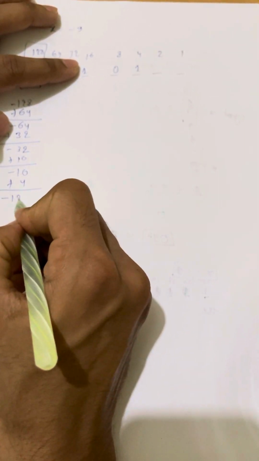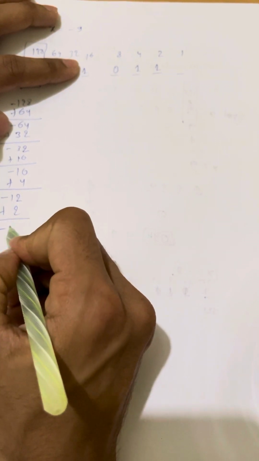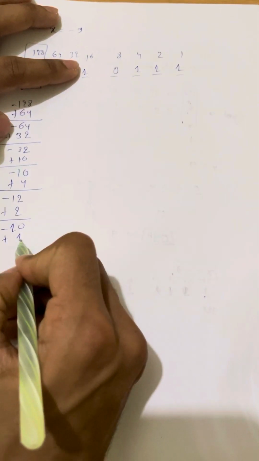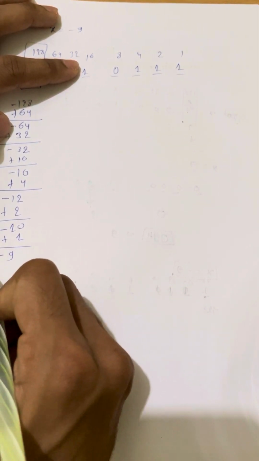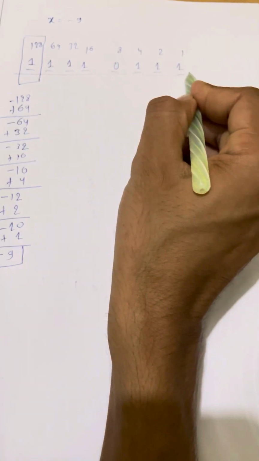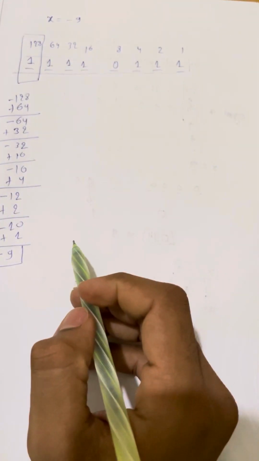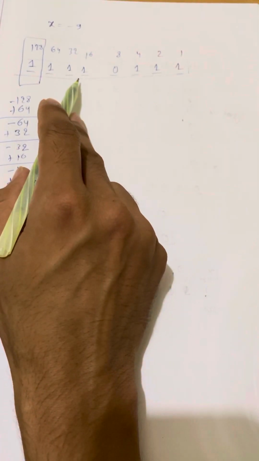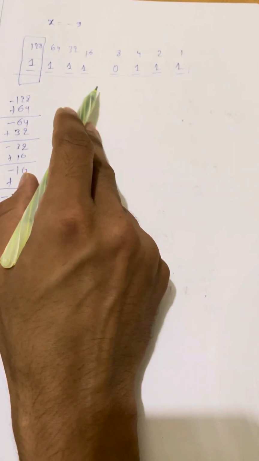So what will be the value? -12. If I make this bit on, so +2, it will become -10. If I make this bit on, then it will become +1, so it will become -9. So I got my final value, and you can see how the things are stored here. In this way the computer stores it. Now this is one way to write -9 in binary format.